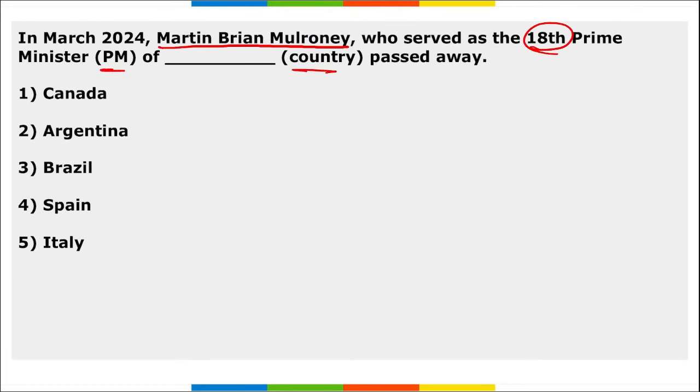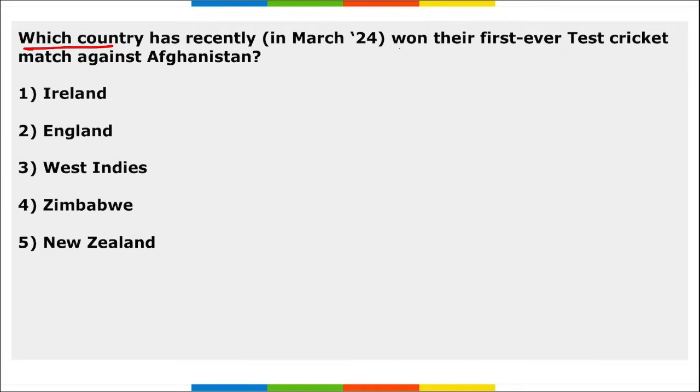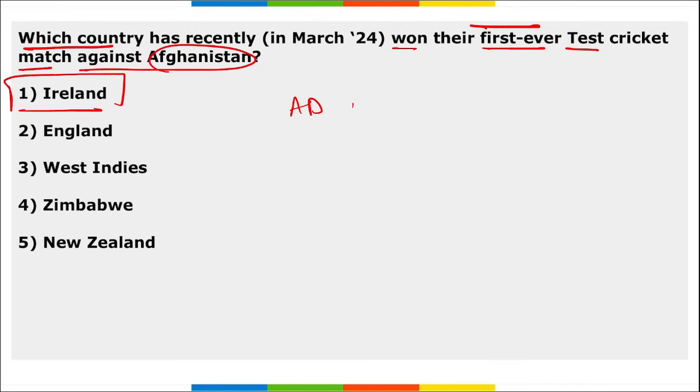Next, in March, Martin Brian Mulroney, who served as the 18th Prime Minister of Canada, recently passed away. Next, which country has recently won their first ever Test cricket match against Afghanistan? It is Ireland. Ireland has recently won their first ever Test cricket match against Afghanistan. This was held at Abu Dhabi in UAE.